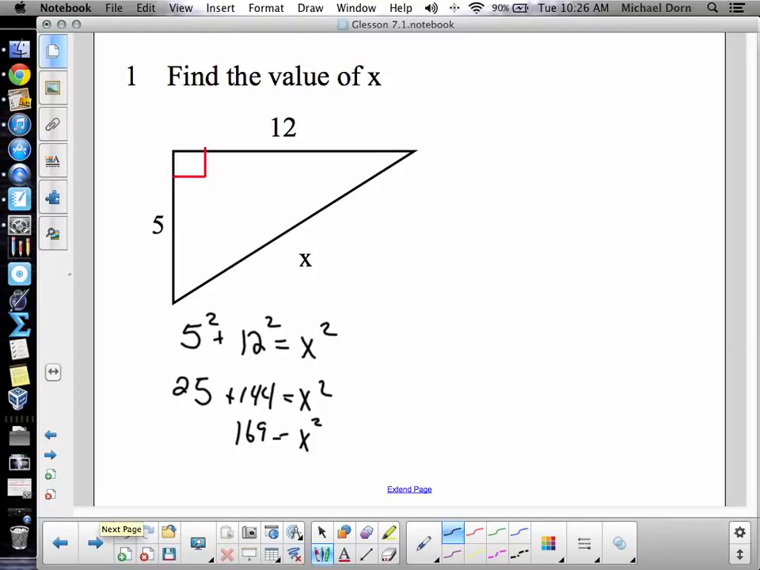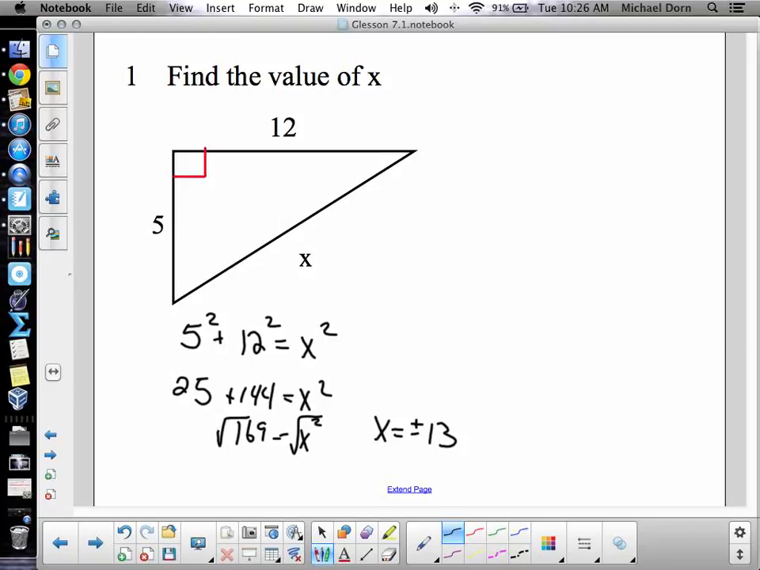Of course, we solve that equation by taking the square root of both sides. So x equals, now technically, the square root of 169 is 13. It would be positive or negative 13. We learned that in algebra. Because negative 13 squared and positive 13 squared both give me 169, don't they?